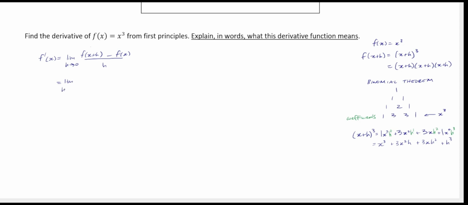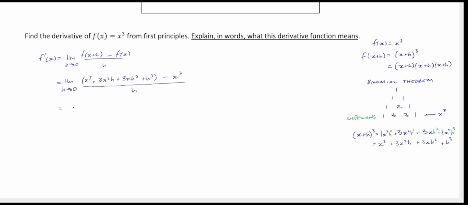Again, limit as h approaches 0, and now f at x plus h I know is x plus h all cubed. And then I know that it is right here, all expanded, so I'll just go ahead and rewrite that. That is x cubed plus 3x squared h plus 3xh squared plus h cubed minus, and then f at x is simply x cubed, all over h.